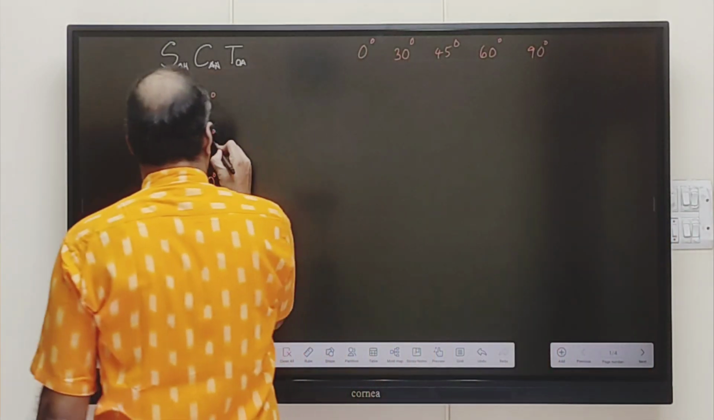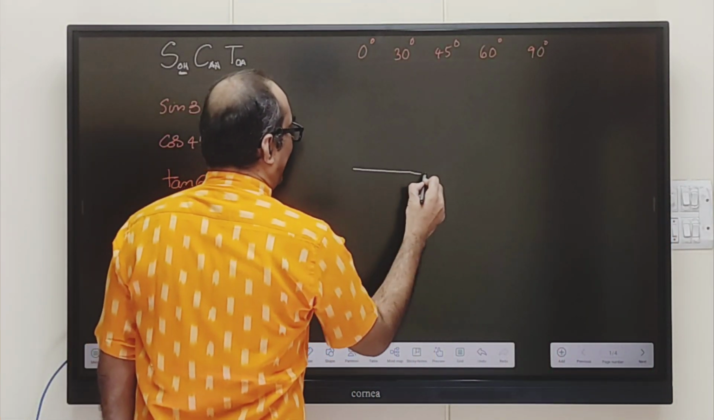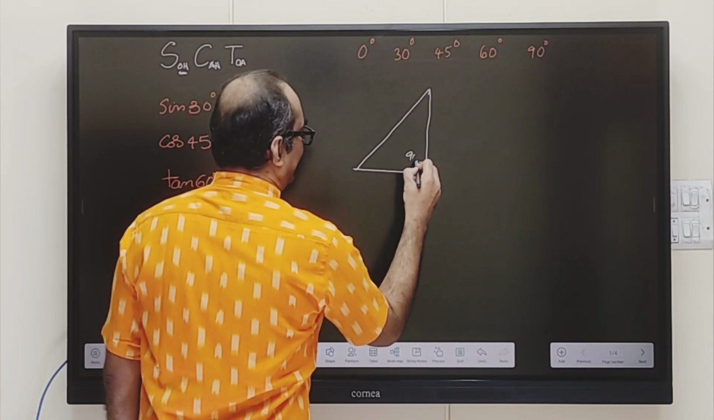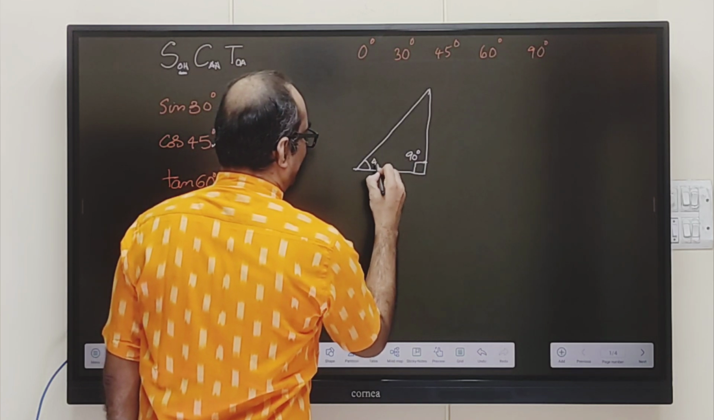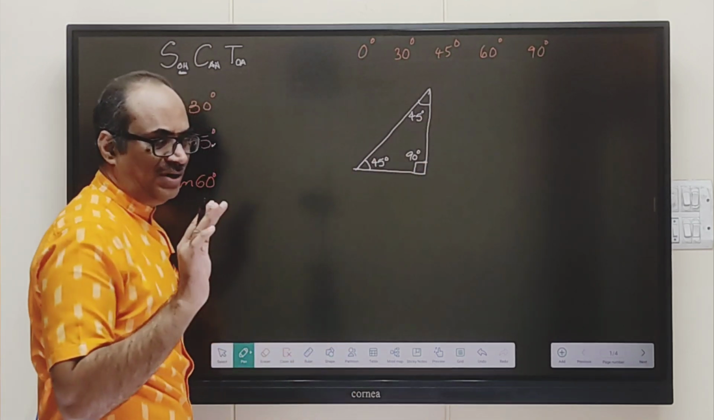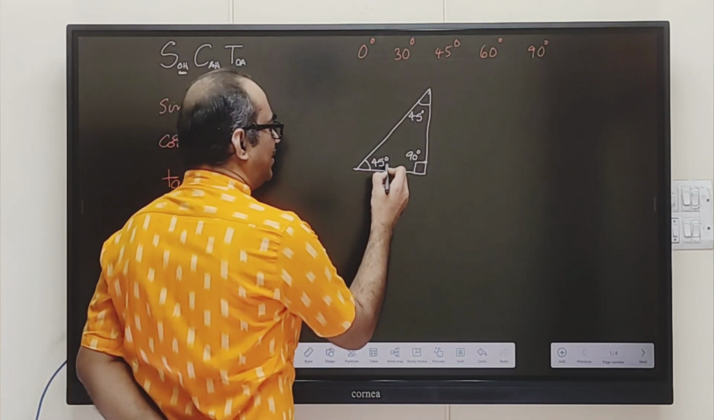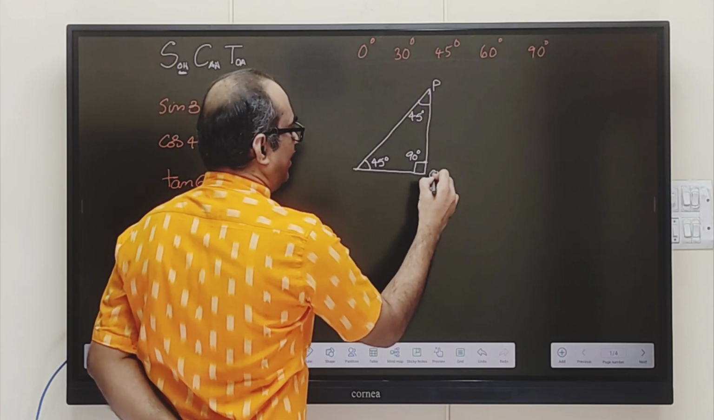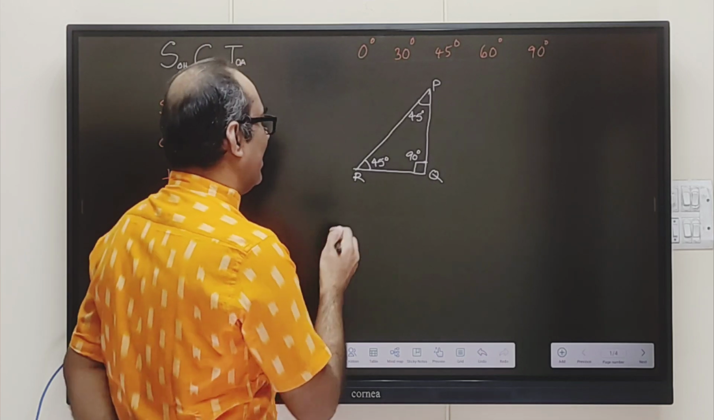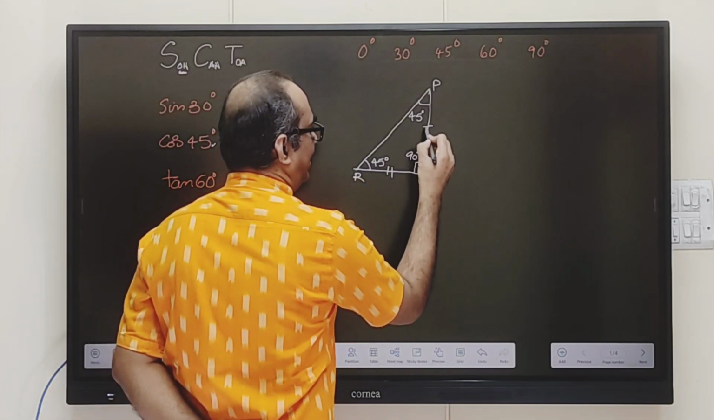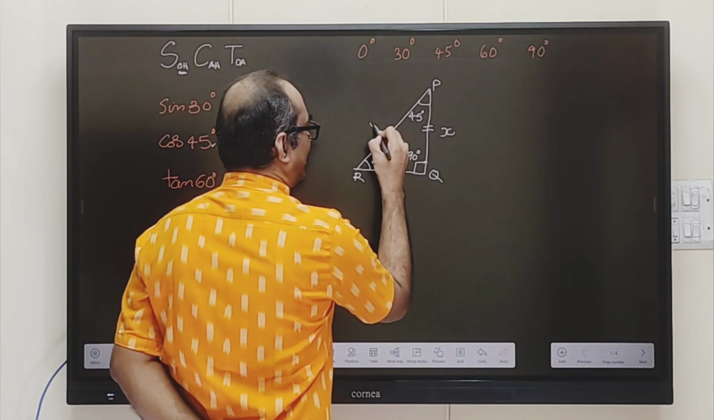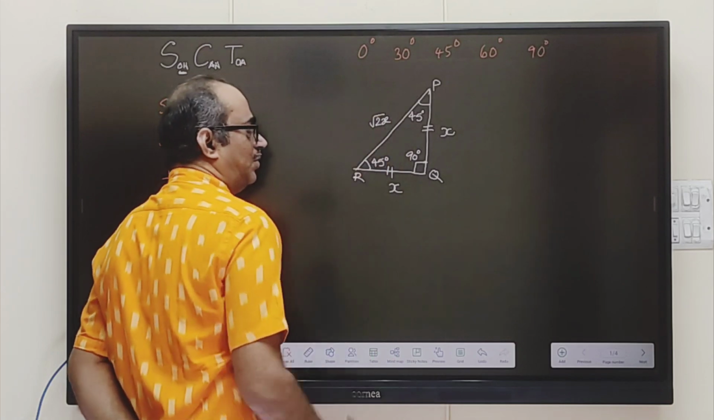Let us start with 45 degrees because that is very easy. Now I have a right angle triangle in which one angle is 90 degrees. Then one angle we want to be 45 degrees. The other angle also will be 45 degrees because of the angle sum property, they should add up to 180 degrees. This is also an isosceles right angle triangle, and in an isosceles triangle, the sides are equal. That means if I take this as x and x, by Pythagoras theorem, the hypotenuse equals root 2 into x.